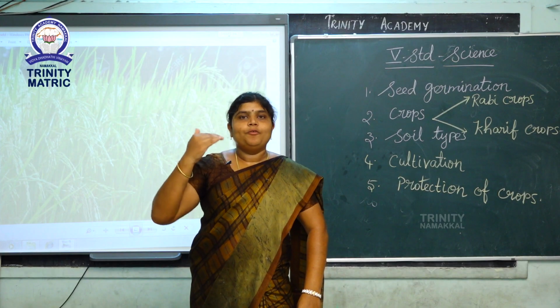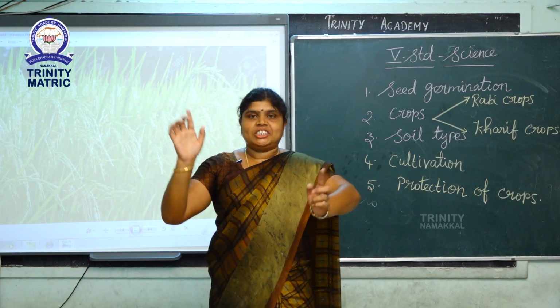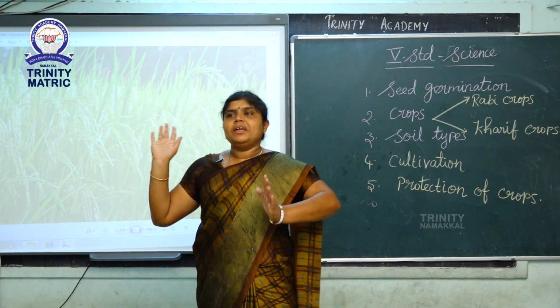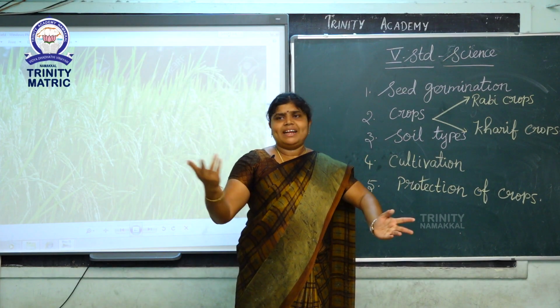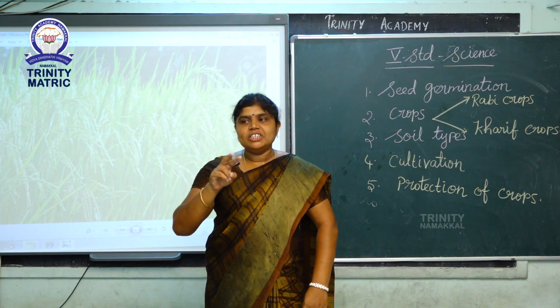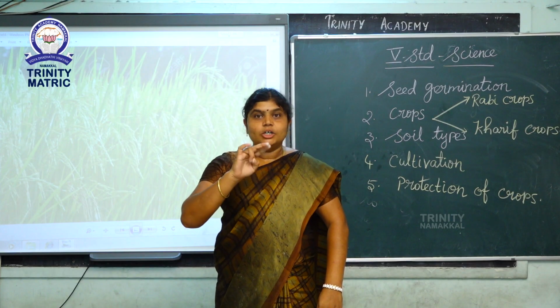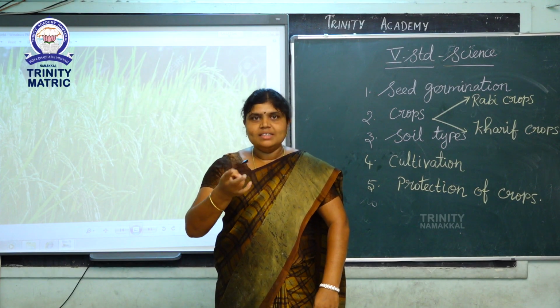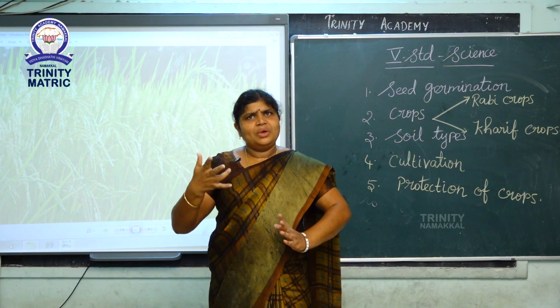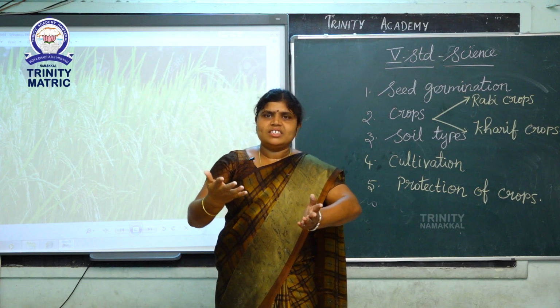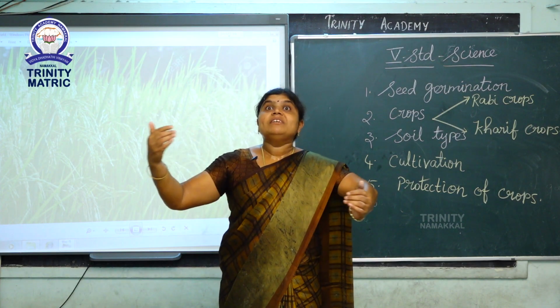Then the fourth one is irrigation. Irrigation is very important. Without water, plants cannot grow. Irrigation is of two types. The first one is drop irrigation. The second one is canal irrigation. Anyway, we have to use one of them in our daily life in the field.